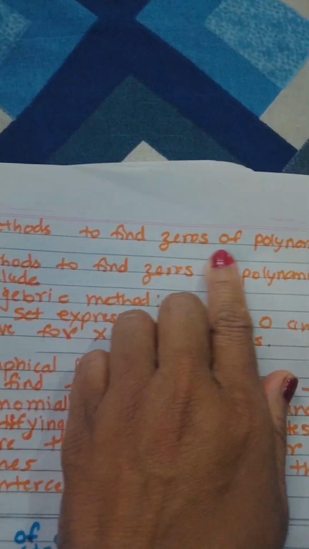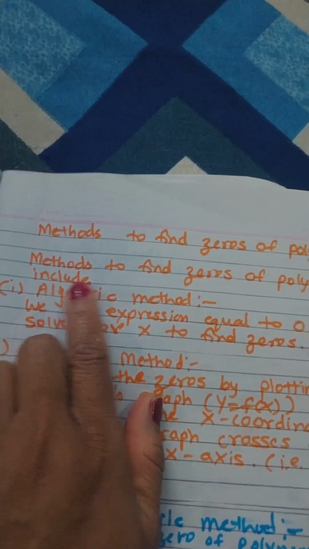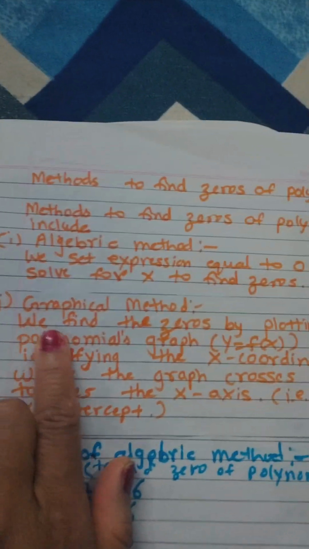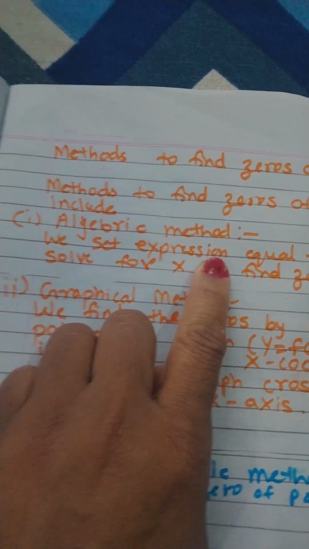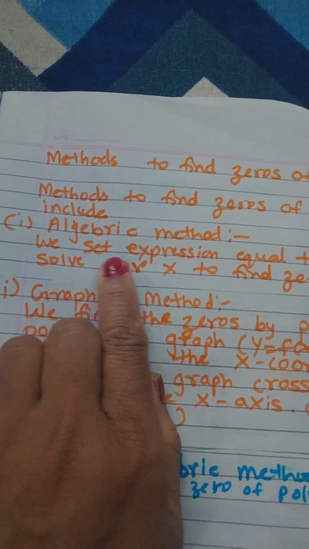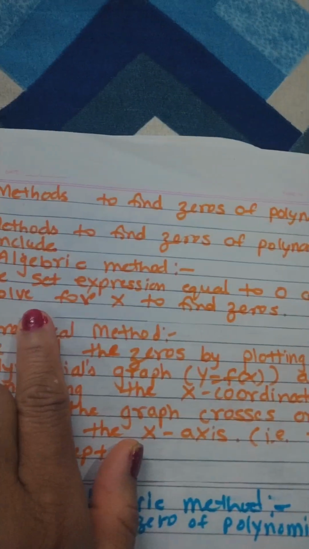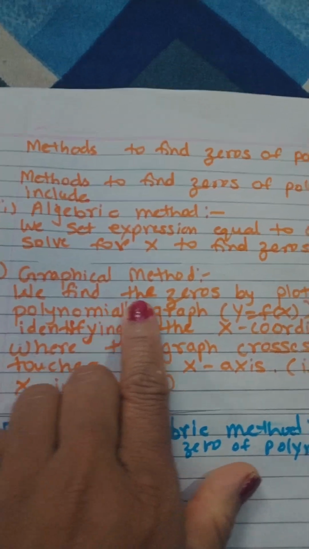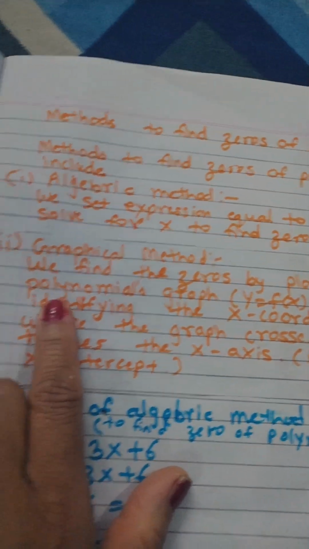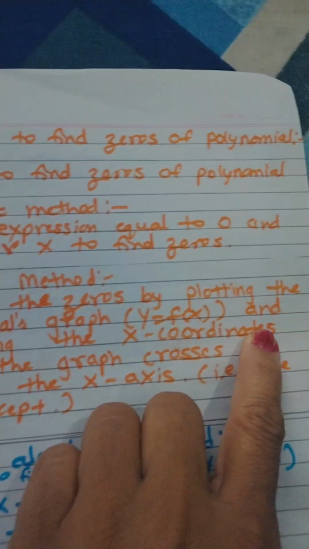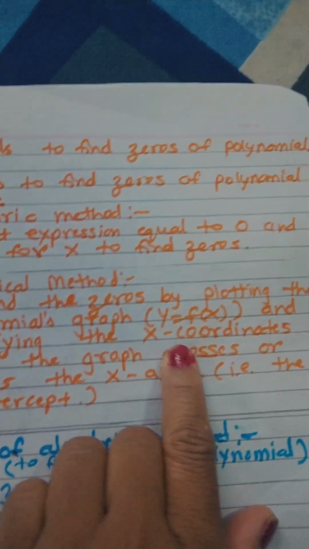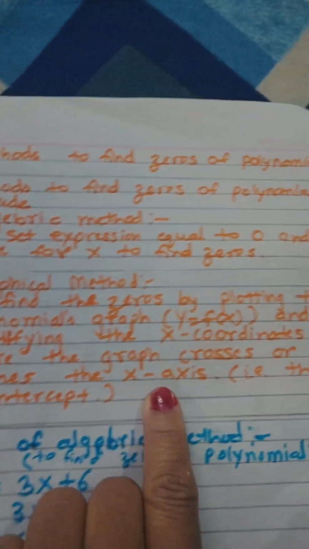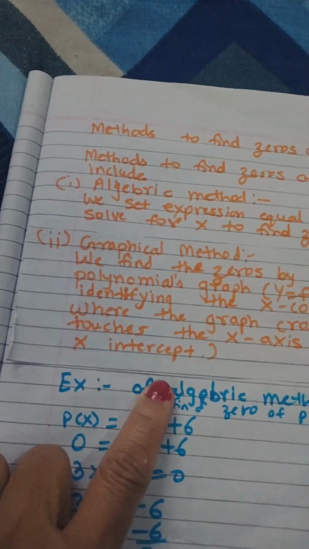Today we learn methods to find the zero of a polynomial. The methods to find zero of the polynomial include the algebraic method and the graphical method. In the algebraic method, we set the expression equal to 0 and solve for x to find zeros. In the graphical method, we find the zeros by plotting the polynomial graph y equal to f of x and identifying the x coordinates where the graph crosses or touches the x-axis, that is, the x-intercept.